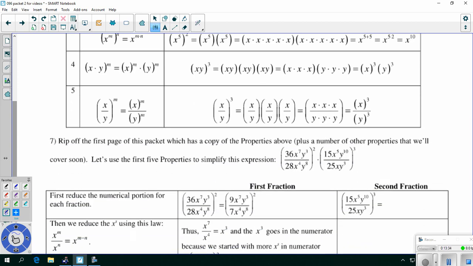Okay, number 4. Let's suppose we have xy to the 3rd. That's 2 things multiplied together in parentheses, all to a power. So writing it out, I see 3 copies of xy, just all multiplied together. Now this is a straight multiplication problem, and so those parentheses are not relevant.